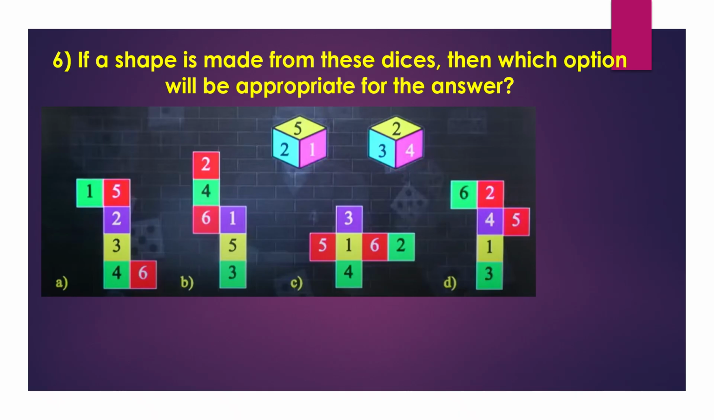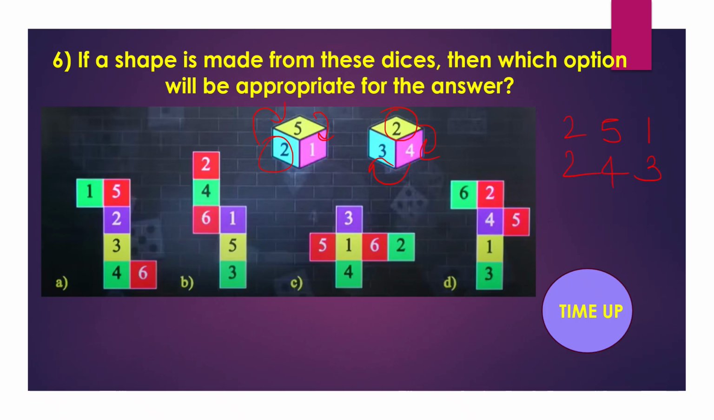Sixth question on your screen and your timer starts now. If a shape is made from these dice, then which option will be appropriate for the answer? So this is the concept of open dice, correct? If you remember from yesterday's class. So here what is common? 2 is common in both the dice, correct? So you need to go in the clockwise direction: 5, 1. Then here when you come in the clockwise direction, you'll get 4 and 3.